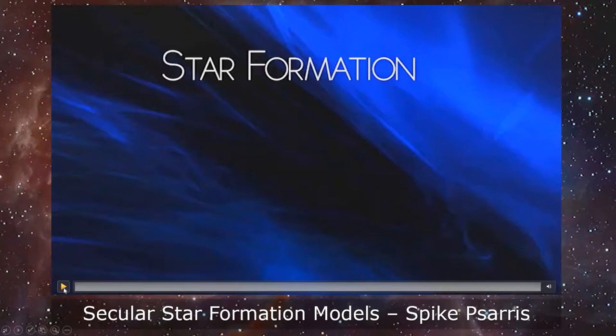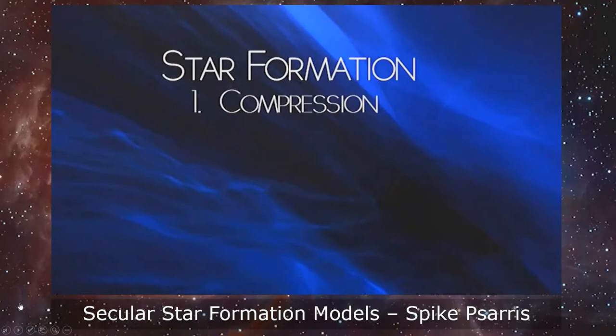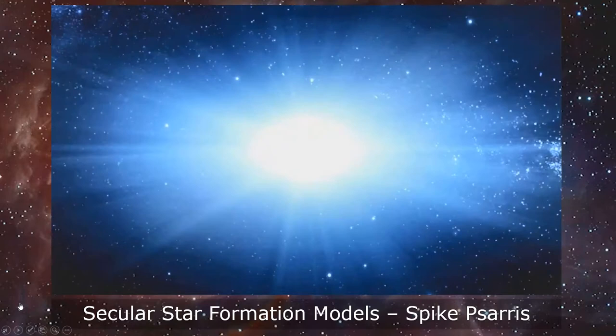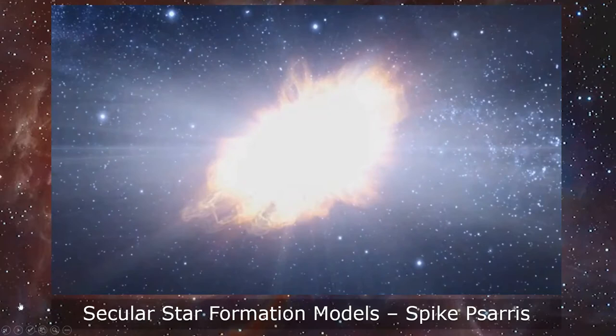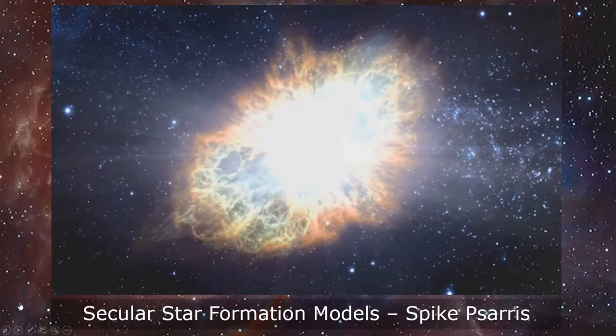First, they suggest that compression can overcome gas pressure and allow stars to form. The compression would come from a supernova. Supernovae are tremendous explosions in space. For a short time, they can produce as much energy as an entire galaxy. They're incredibly violent. For example, the Crab Nebula is the remnant of a supernova that occurred in the year 1054. This supernova was so bright that it was visible during the daytime for more than 3 weeks.